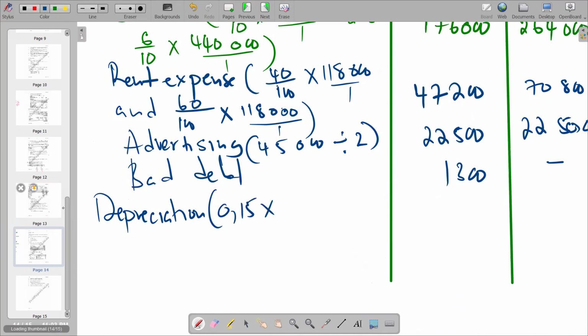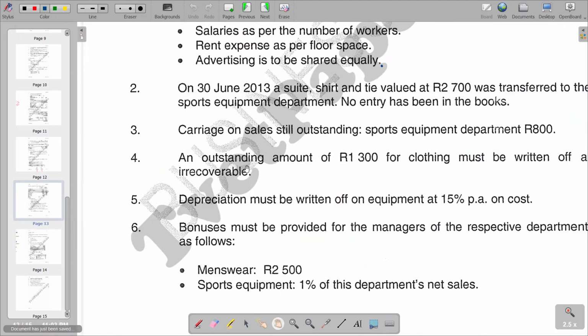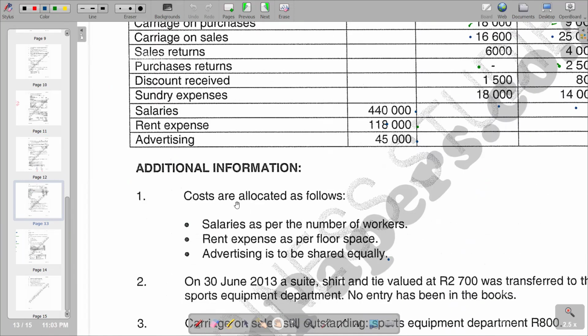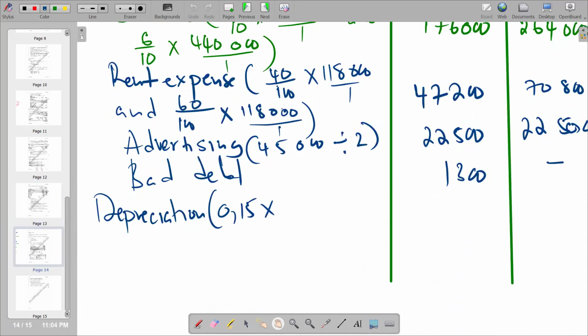That is the value of equipment for the menswear department. We're given this is 260,000. So it's times 260,000. So let's just see what we get for menswear department depreciation. 0.15, and then we multiply by 260,000. Your answer is supposed to be 39,000. So we have 39,000.